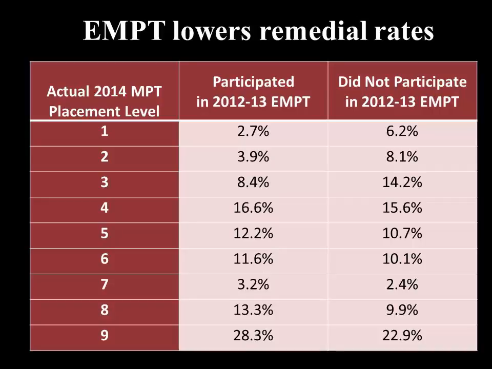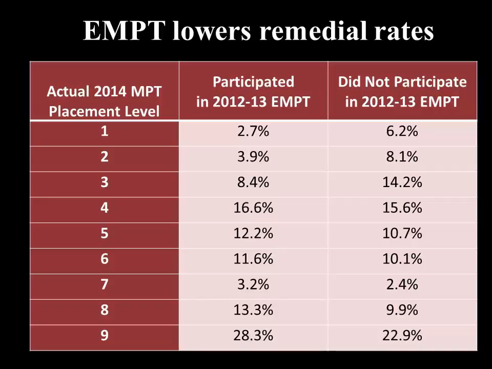So what you see here is a breakdown of the 9 placement levels, levels 1 through 9. In general, a level 1 or 2 corresponds to a developmental level placement on most of the UW campuses, and a placement level of 9 would correspond to a student placing into calculus on any of the UW campuses.